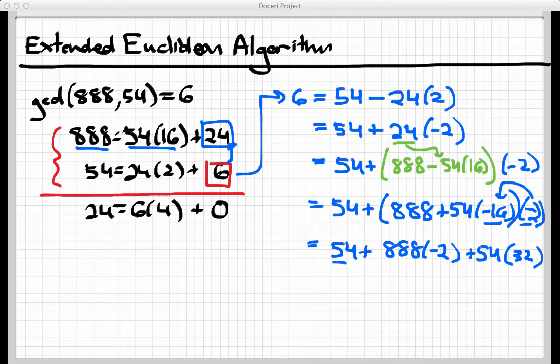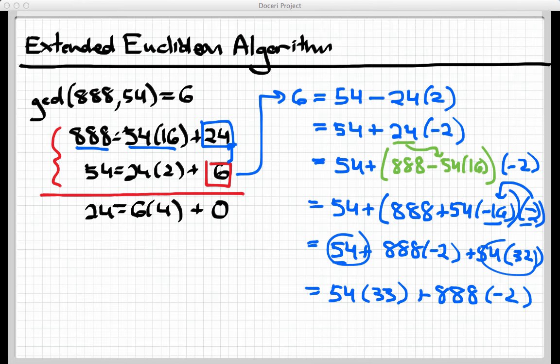Now I have a 54 over here as well, so in the end I can write this as 54. How many 54s do I have? I have 1 here and 32 of them here, so that's 33 times 54, plus 888 times minus 2. And this is all equal to 6. Now you can check that this is true, but importantly notice what I've done here. This whole process, I started by looking at 888 and 54 and found that their GCD was equal to 6.